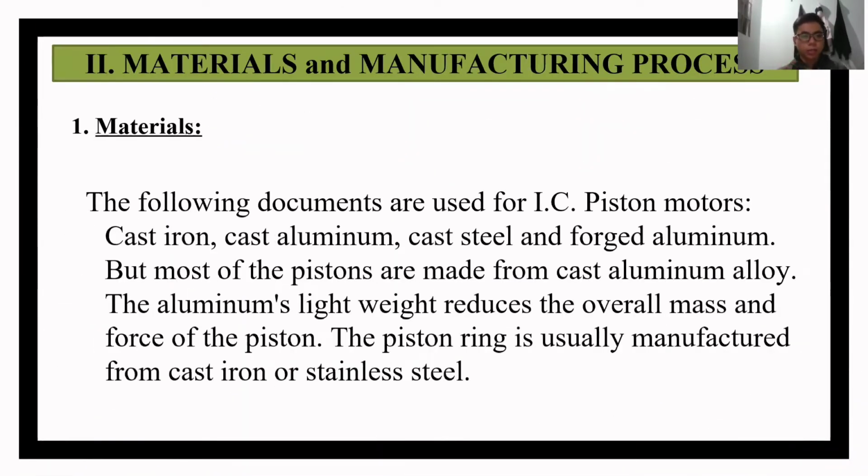Next, we talk about material and manufacturing process. First, material. The following are commonly used for internal combustion pistons: cast iron, cast aluminum, cast steel, and forged aluminum. Most pistons use aluminum alloy because aluminum is lightweight and can reduce the overall mass and force of the piston. The piston ring is often made from cast iron or stainless steel.